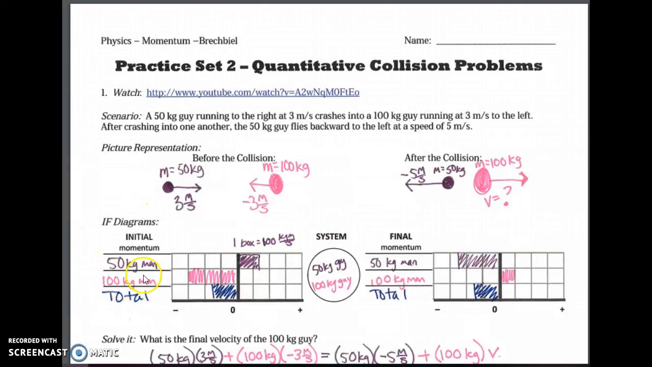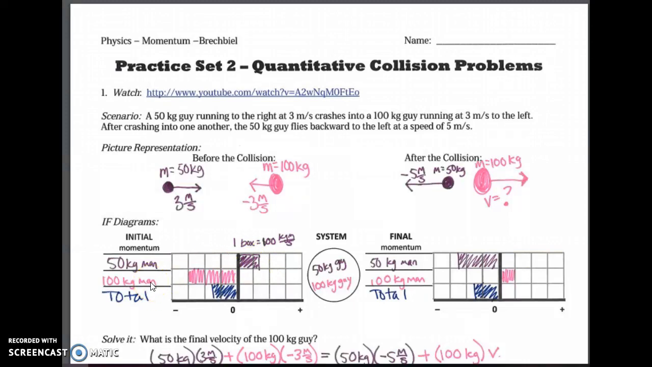Next up, I fill out my IF diagram. The 100 kilogram man, the 50 kilogram man, and the total are the items that I have listed there. They're also the items in my system. Initially, the 50 kilogram man has a momentum of 50 kilograms times 3 meters per second. So that represents 150 kilogram meters per second. I've scaled my IF chart to say that one box equals 100 kilogram meters per second. So I filled out 1.5 boxes for the 50 kilogram man.